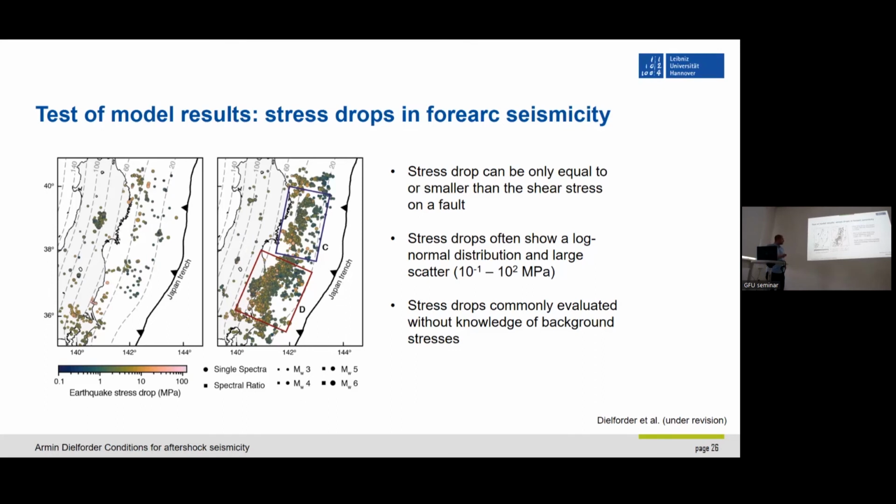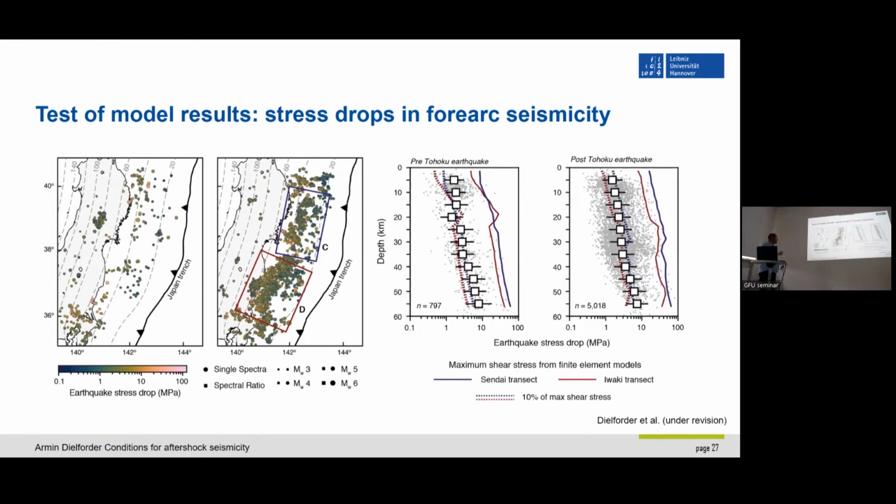And typically in the literature, these stress drop values are evaluated without any knowledge about the background stress field, or without having a good idea about absolute stresses. But here we have now the model stresses to which we can compare them. We looked at the stress drops in the Japanese forearc before the earthquake and after the earthquake. And on the x-axis, you see the stress drop estimated in megapascal, and you have the depths. And this is logarithmic because the stress drops show this log normal distribution.